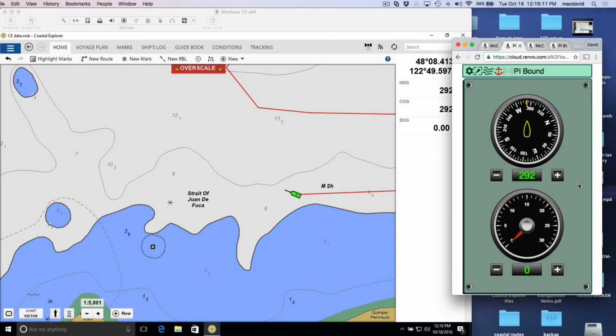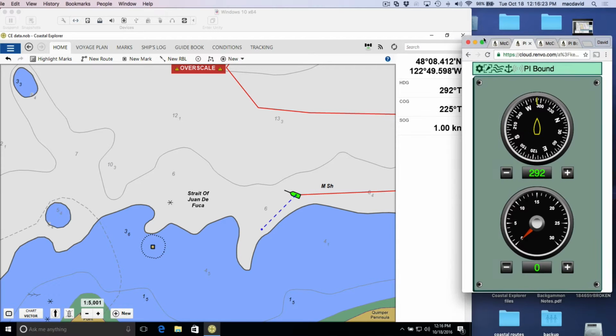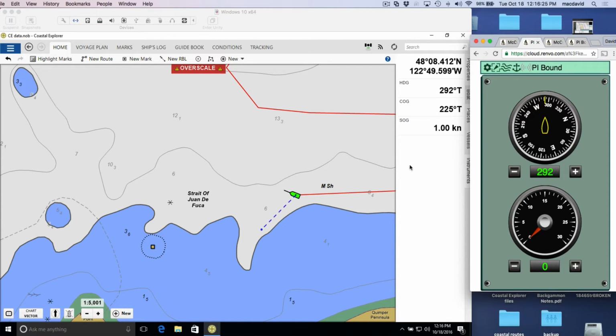Now we will start the boat. I'll take it off the anchor, and the first thing we see is that the boat's moving. Actually, there's no way on, so the boat's actually moving down here 1 knot in direction 225.